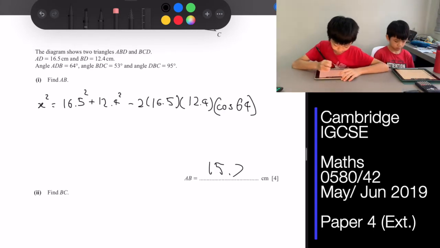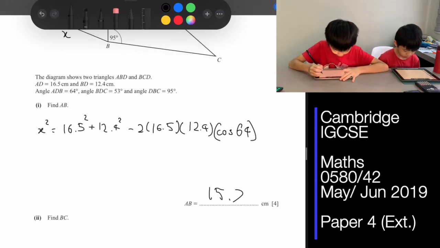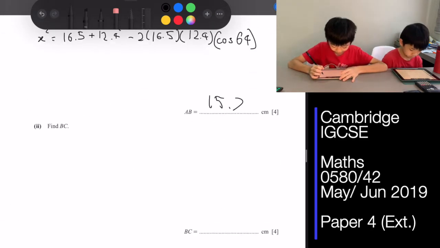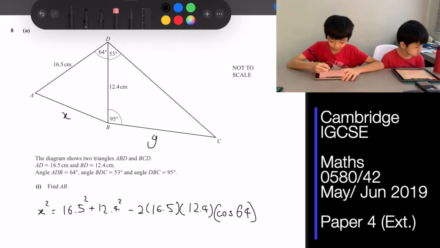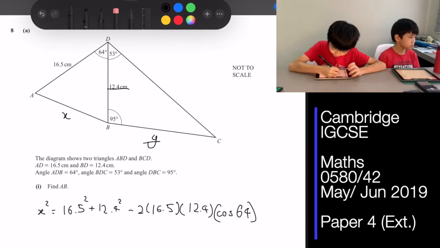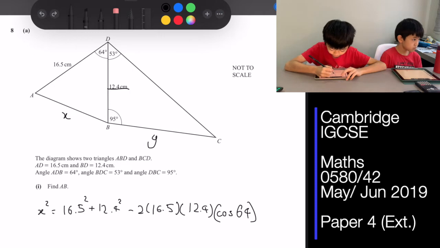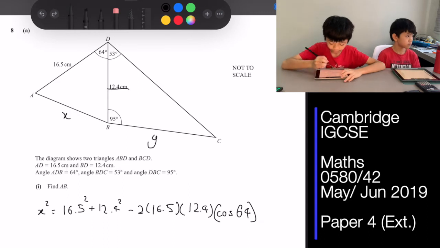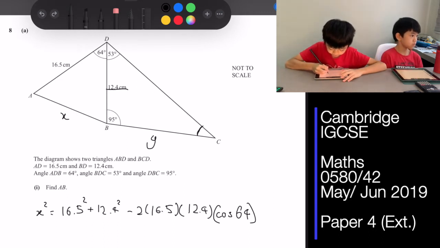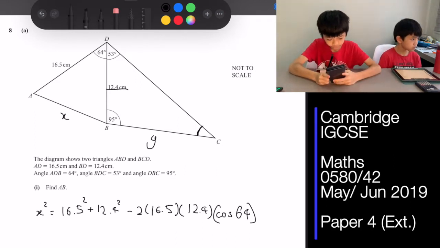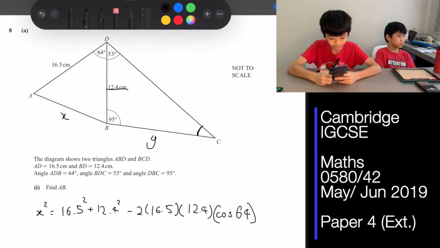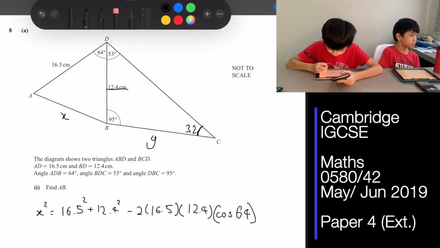Okay, for our next question, 8A2, find BC. BC is labeled Y. Now, for this one, there's only one side labeled instead of two. But there are two angles, so we can work with that. Now, we need to find this angle. We can easily find this angle by using 180 minus 95 minus 53, which is 32. This angle is 32 here.